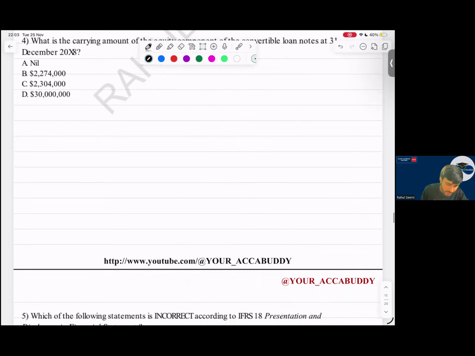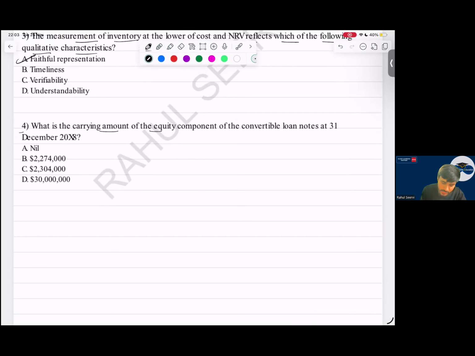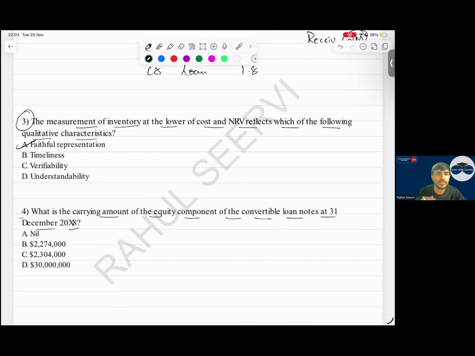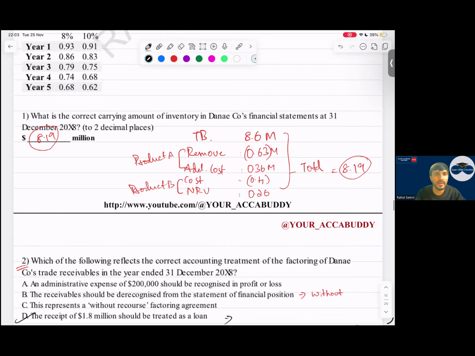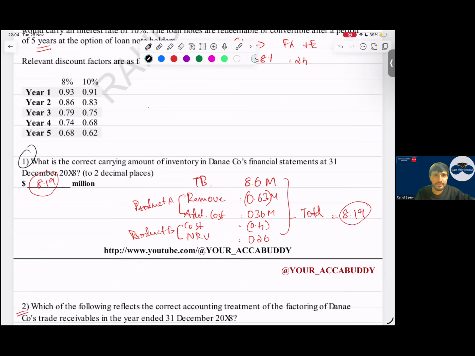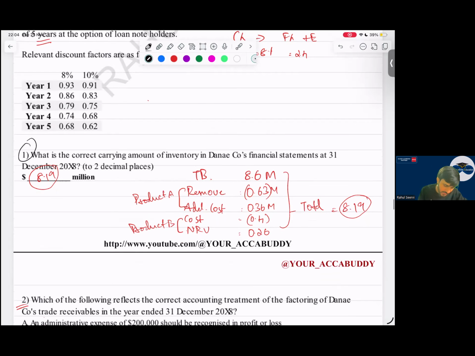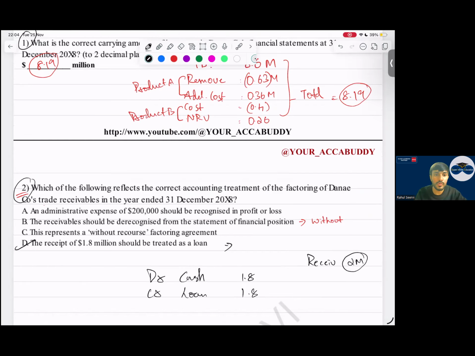Then next question. What is the carrying amount of the equity component of the convertible loan notes at 31st December 2008? They are asking what is the value of the equity component. We have already done 3 to 4 MCQs regarding this in the class. In the test also we have done the same thing. This question was included in the question bank. The questions were different, but the understanding, the logic, and the way to do it were the same. It was included in your test also, if you remember.